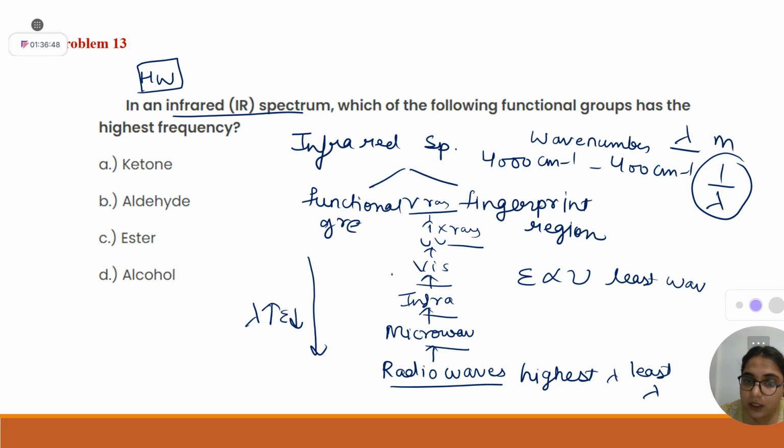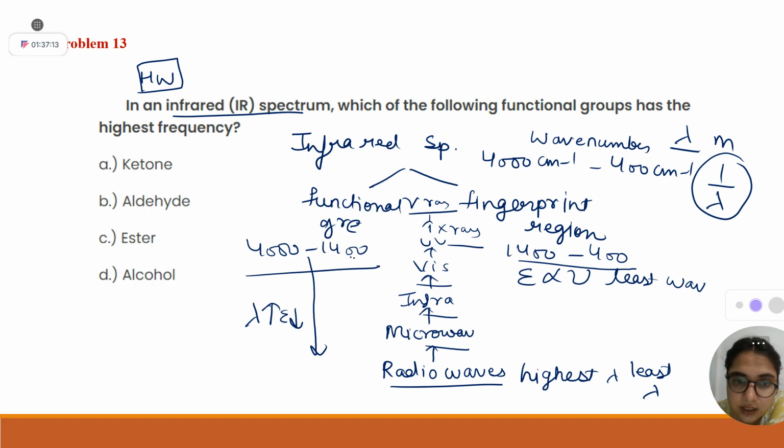For example, I'm telling you for infrared, 4000 cm⁻¹ to 400. 1400 to 400 is your fingerprint region, and 4000 to 1400 is the functional group region. In this region you can distinguish which functional group is there.